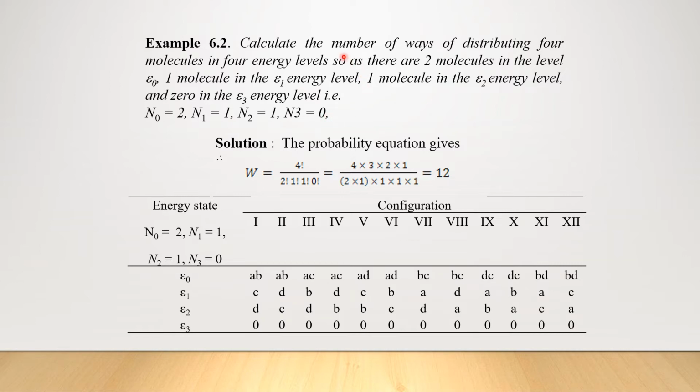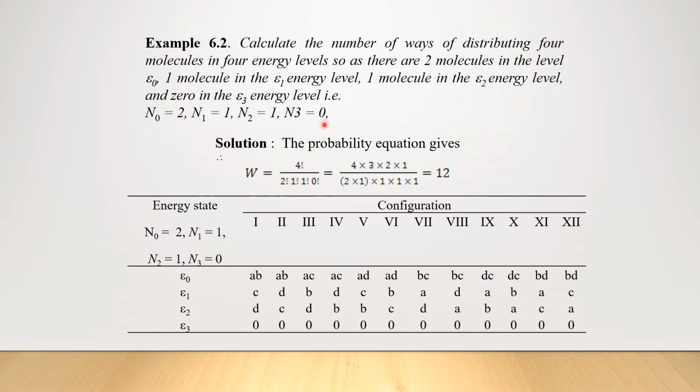So we have to distribute the 4 molecules in 4 different energy levels such that 2 molecules should be in the first level, that is given by epsilon 0. Then the epsilon 1 energy level will have 1 molecule, the epsilon 2 energy level will have 1 molecule. So 2 plus 1 plus 1, 4 molecules. And 0 molecules in the fourth energy level, that is epsilon 3 energy level. So that means N0 is equal to 2, N1 is equal to 1, N2 is equal to 1 and N3 is equal to 0.